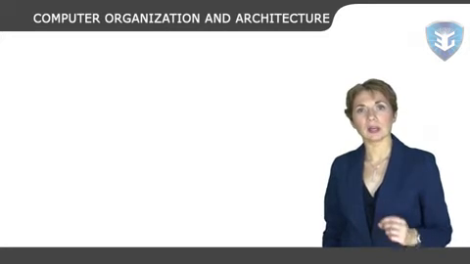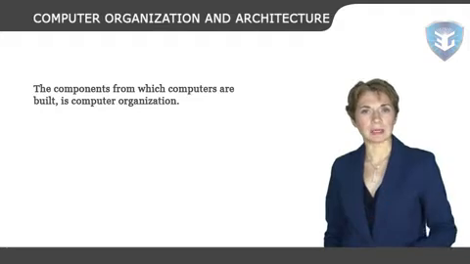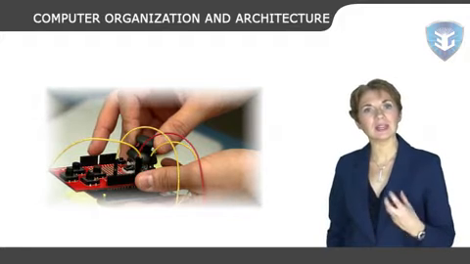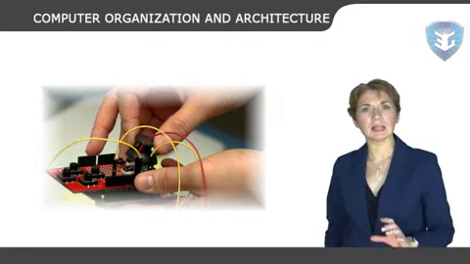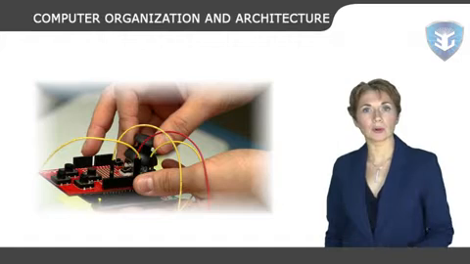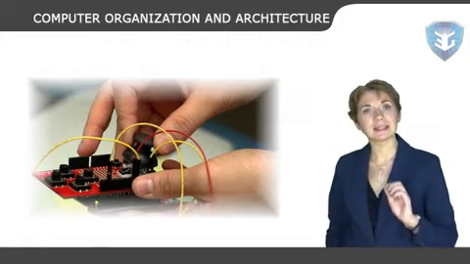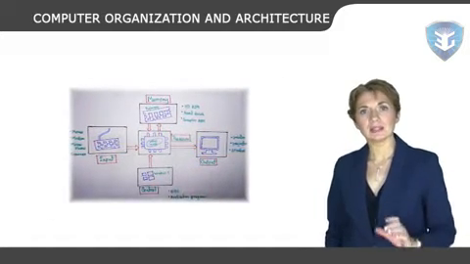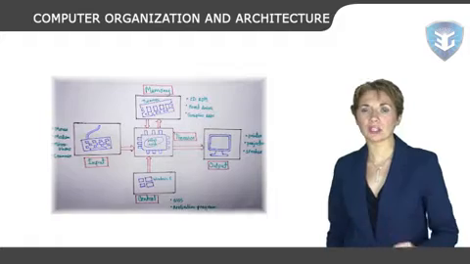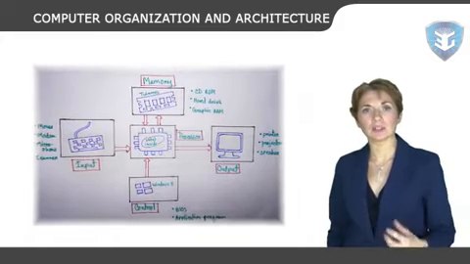Let's start with the introduction of computer organization and architecture. The components from which computers are built is computer organization. In contrast, computer architecture is the science of integrating those components to achieve a level of functionality and performance. It's as if computer organization examines the lumber, bricks, nails, and other building material, while computer architecture looks at the design of the house. At each level, the designer is concerned with structure and function. Structure, the way in which the components are interrelated. Function, the operation of each individual component as part of the structure.